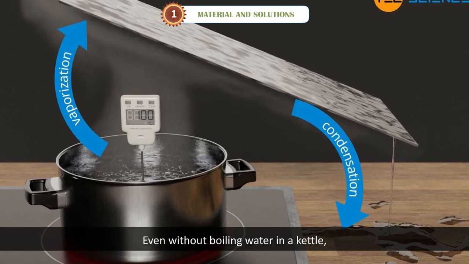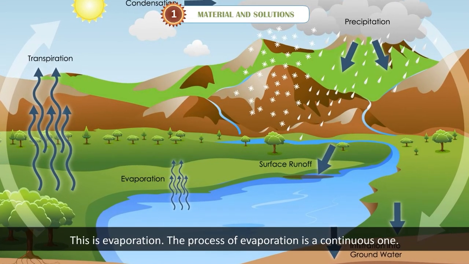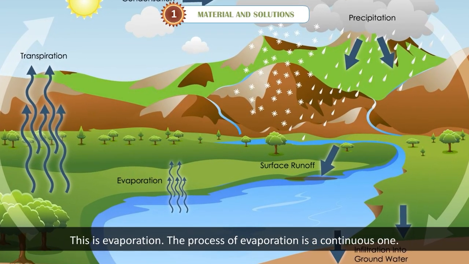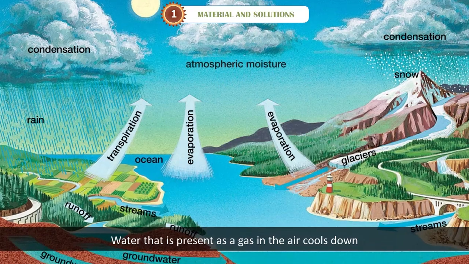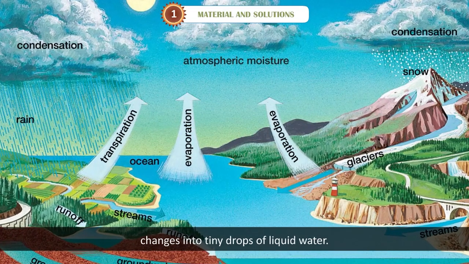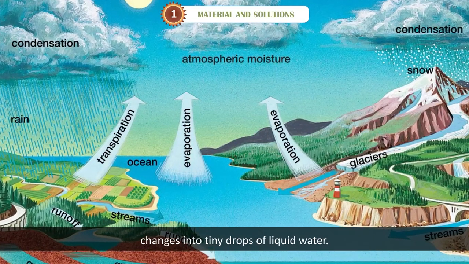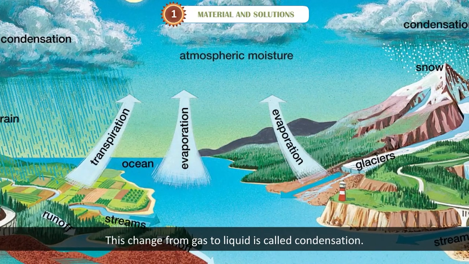Even without boiling, water in a kettle, some of the water changes to gas. This is evaporation. The process of evaporation is a continuous one. Water that is present as a gas in the air cools down and changes into tiny drops of liquid water. This change from gas to liquid is called condensation.